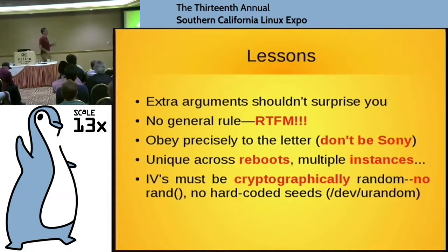Now, why did I want to talk about this? It's really too low level for this talk, except a couple of things. Extra arguments in encryption functions shouldn't surprise you. They're there for a reason, but because this is really about how things are put together, I can't give you just a general rule. What I have to tell you is the golden rule of the internet. Read the documentation, okay? Now, I also have to give you a warning. You have to obey it to the letter. You can't decide that you're clever enough to know when you can cut corners, okay? Or don't be Sony, right? Because Sony hard-coded a random number, a random initialization vector, and guess what? Now everybody knows their signing key.